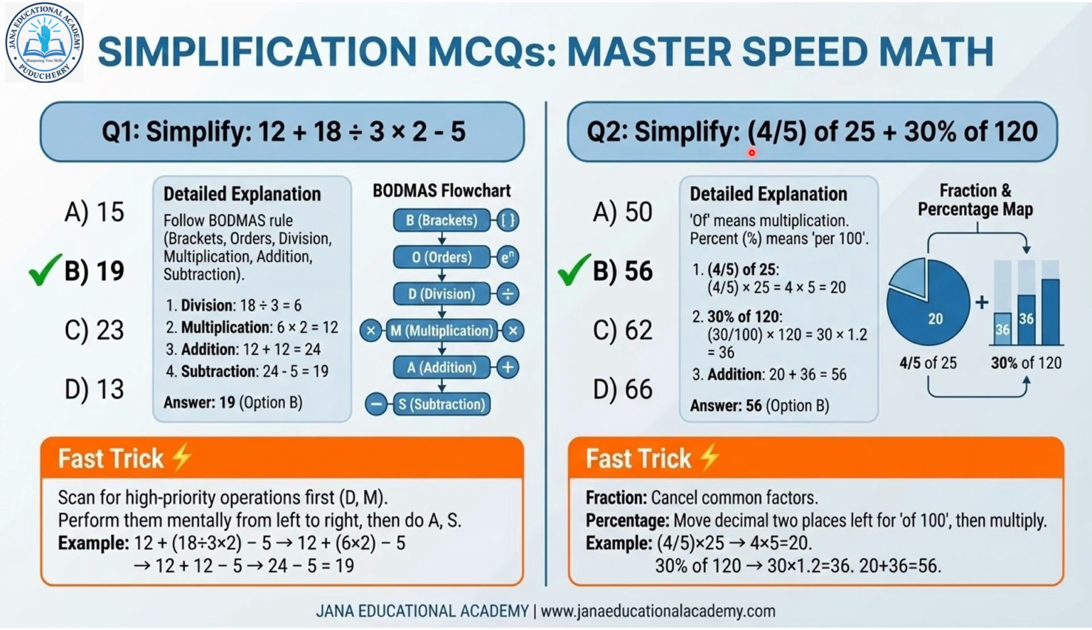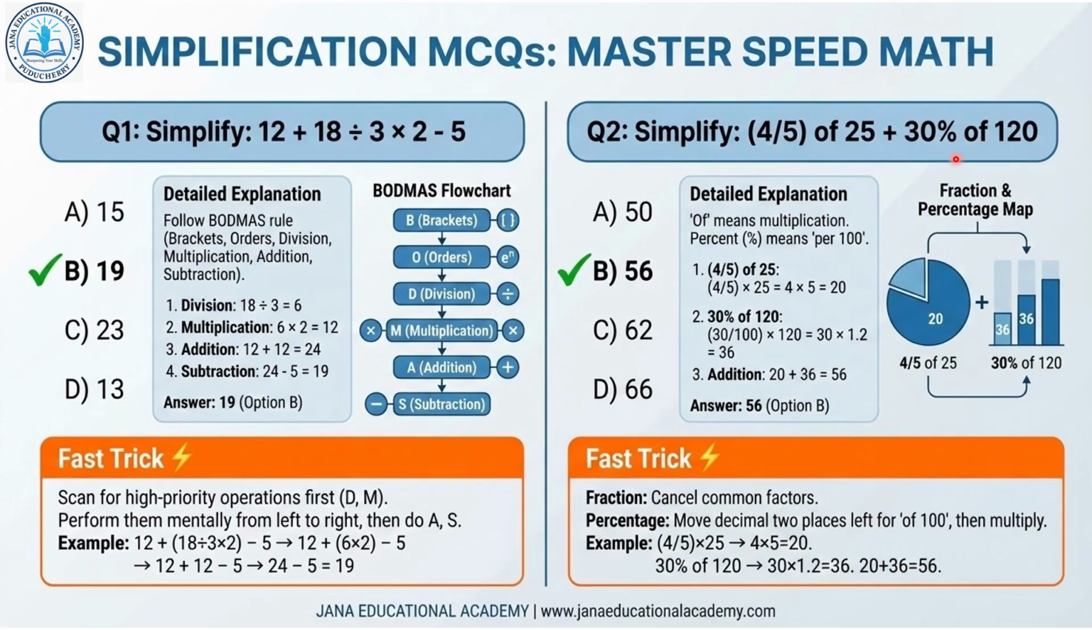Right? Next one here, 4 by 5 of 25 plus 30 percentage of 120. That 4 by 5 of 25 is nothing but what? It is nothing but 20. Right? 4 by 5 times 25. So the 5 gets cancelled from the 25, 5 times 4 into 5, 20.